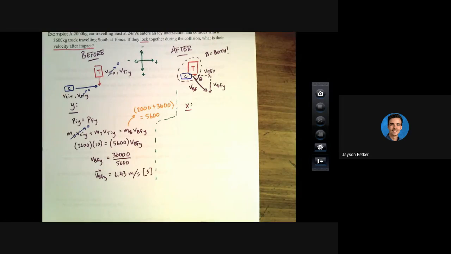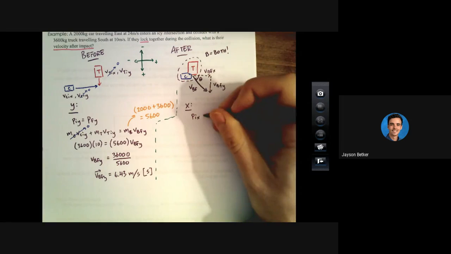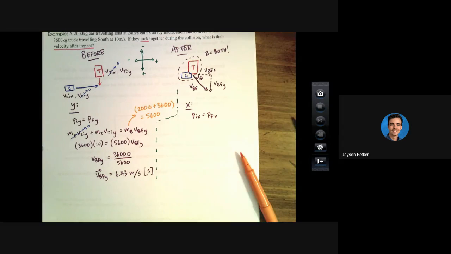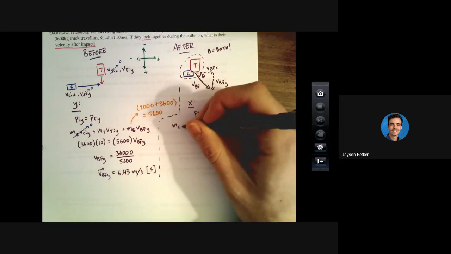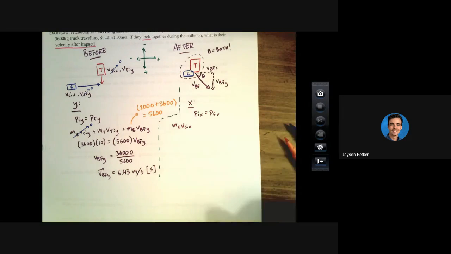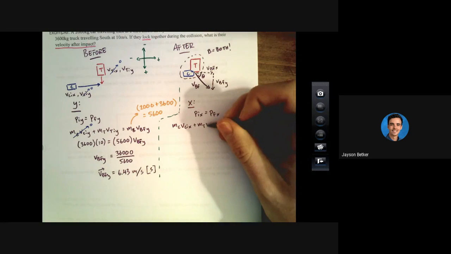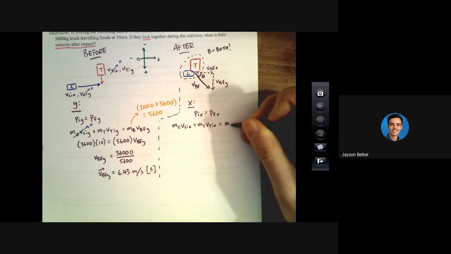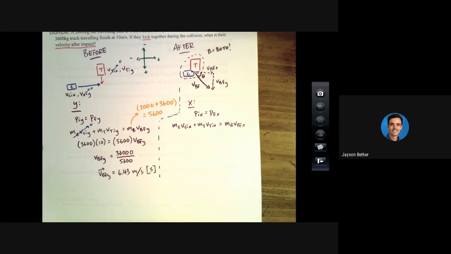So the x component has the exact same initial setup. The initial momentum in the x direction is equal to the final momentum in the x direction. Conservation of momentum always means that that's going to be the case. So we have the mass of the car multiplied by the velocity of the car initially in the x direction, plus the mass of the truck multiplied by the velocity of the truck initially in the x direction is equal to the mass of both multiplied by the velocity of both finally in the x direction. That's an F.